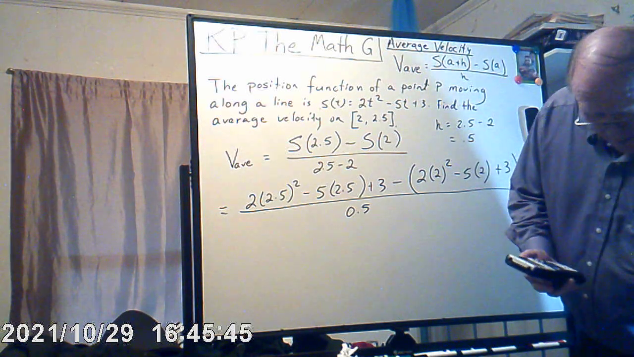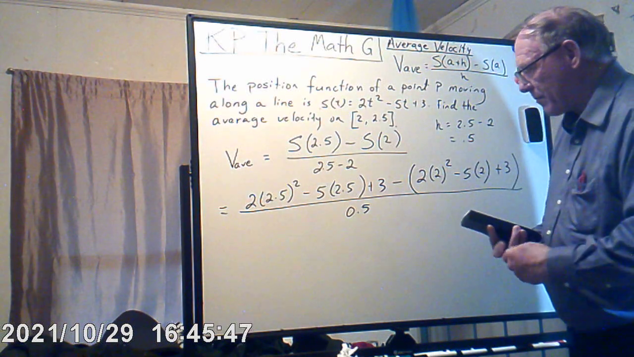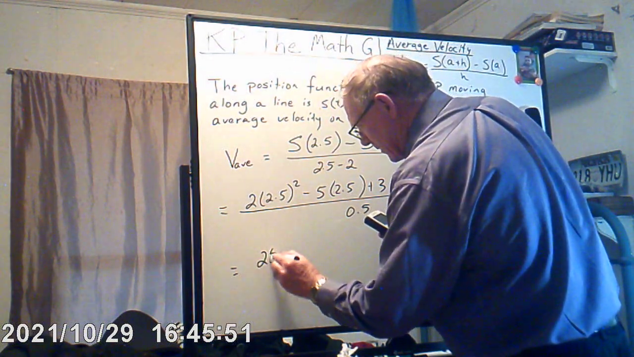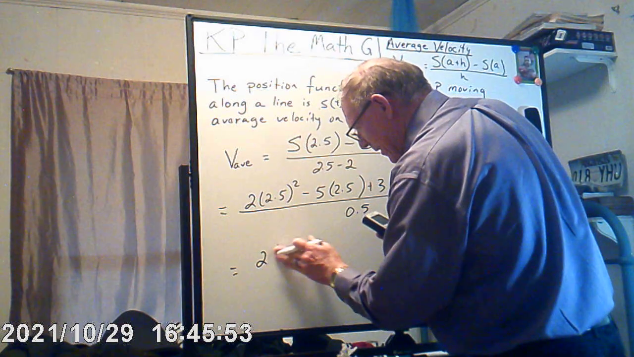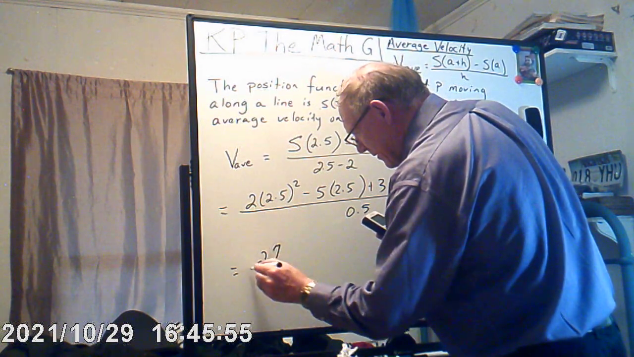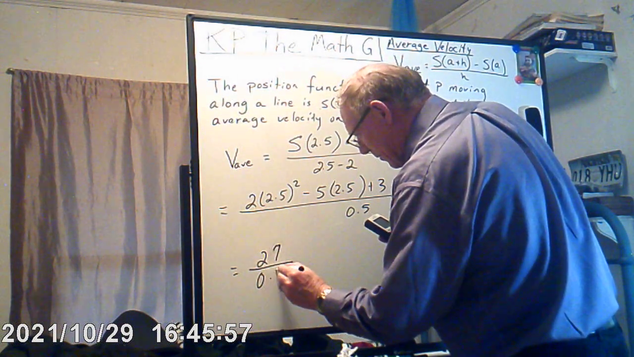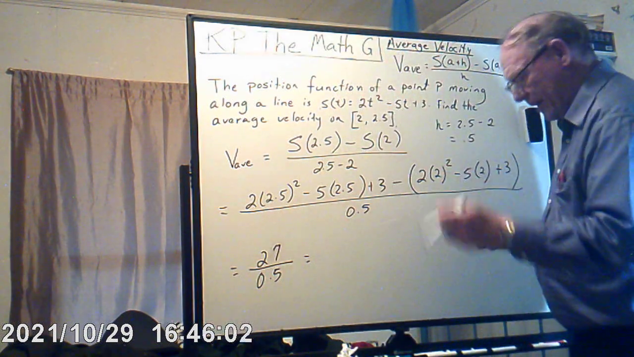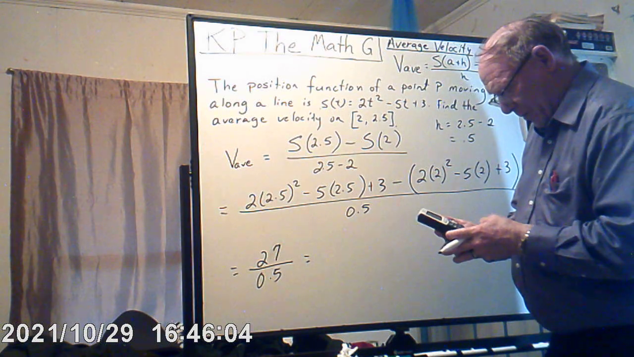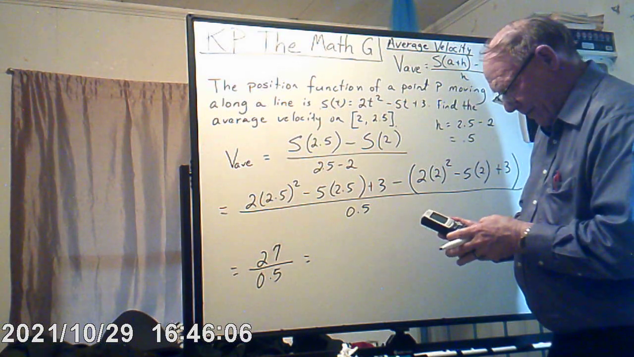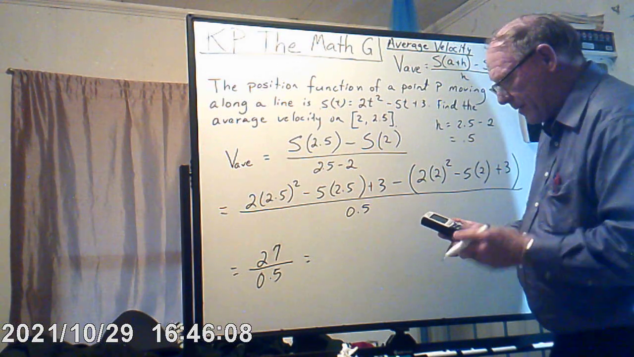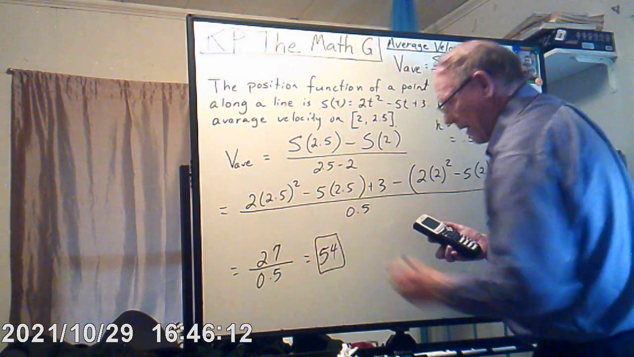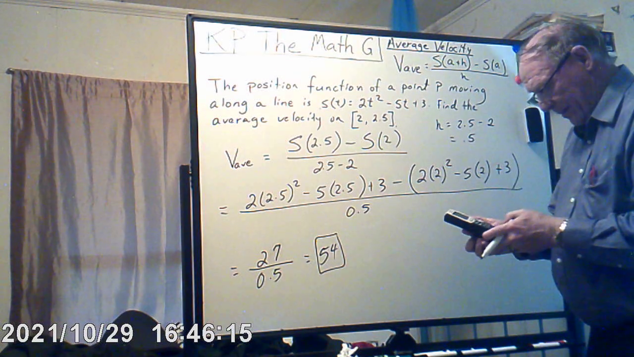I got 27. I'm going to put that down for the time being, but I want to double check. 27 over 0.5 actually doubles it if this is correct. So 27 divided by 0.5 is the same as multiplying by 2, and that is going to be 54. Let me double check now.